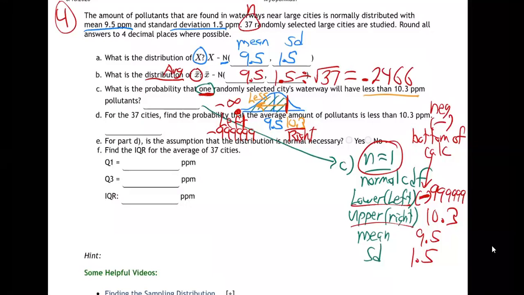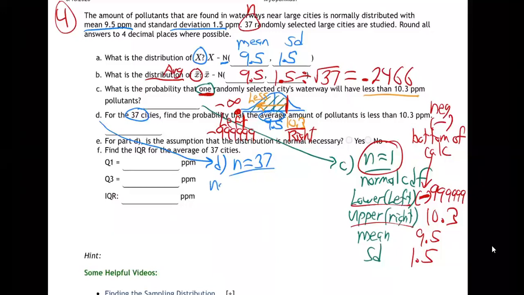And then part D. Part D says it's the same exact thing. It's just a group, right? For 37 cities, the average. So n equals 37. They want to know what's the probability that the average for 37 cities, if they grab 37 cities, what's the chance their average will be less than 10.3 parts per million pollution?